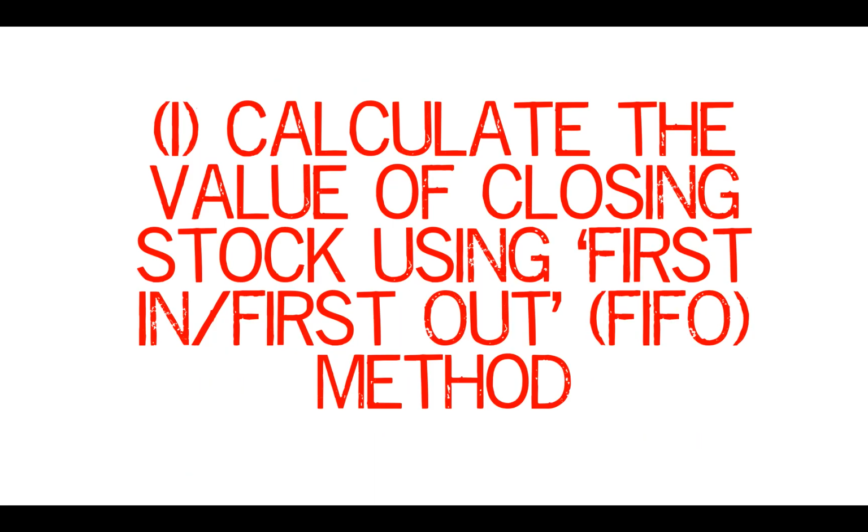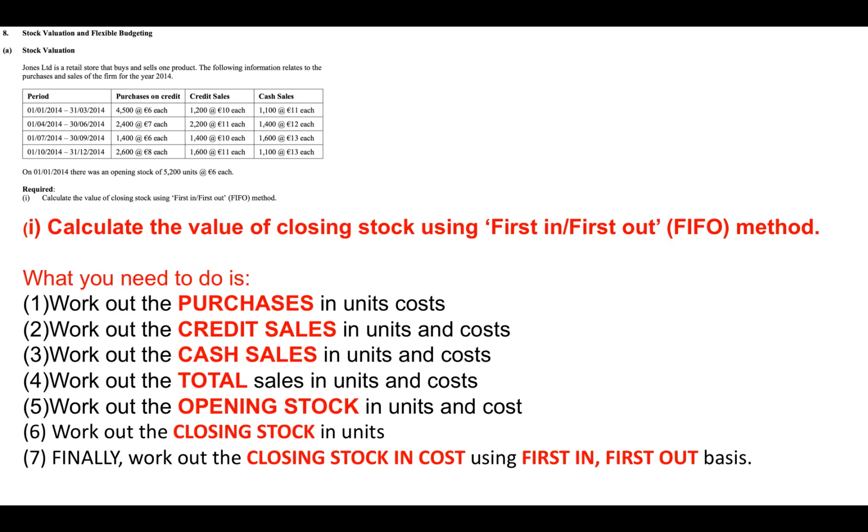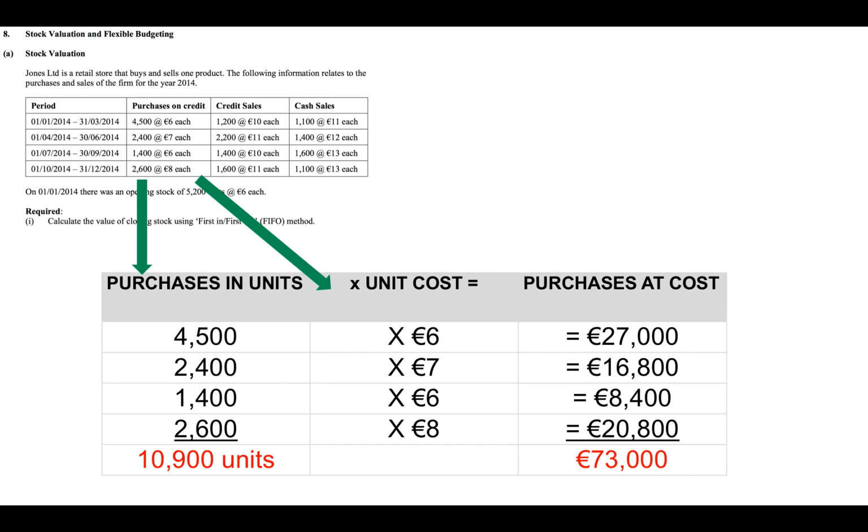So, number 1, calculate the value of closing stock using first in, first out method. Okay, so first thing we have to do, work out the purchases in units and in costs. Number 2, work out the credit sales and the cash sales in units and costs, so therefore working out the total sales. Work out the opening stock in units and costs, and then work out the closing stock using the Fifo method. So the closing stock in units and then the euros using the Fifo method.